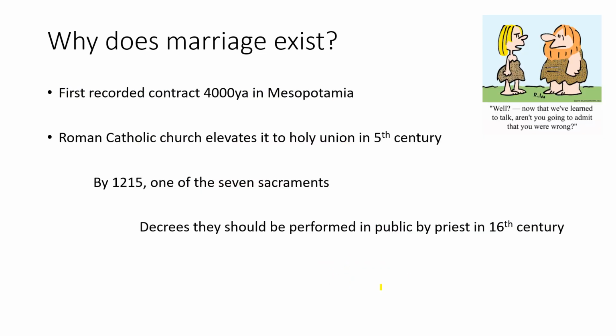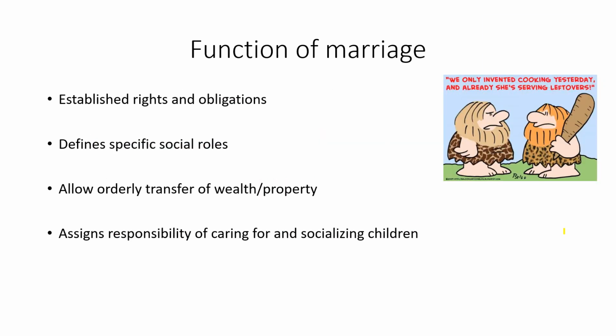The first recorded marriage contract was about 4,000 years ago in Mesopotamia, one of the earliest human civilizations. The Roman Catholic Church elevated it to a holy union in the 5th century. By 1215, marriage was one of the 7 sacraments of the church. And then church decrees that they should be performed in public by a priest in the 16th century. So you can see that's relatively recent in human history, that marriage has become a formal legal process.